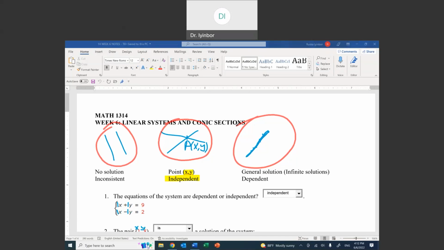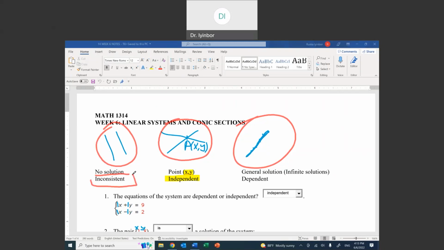Okay, so what are the solutions for these three different cases, and what is the name of the system? Systems have different names, the same way linear equations were identity, conditional, and contradiction. For the first case, when you have two parallel lines, there is no solution, because the two lines are never going to cross each other. So the solution is no solution, and the system is called inconsistent.